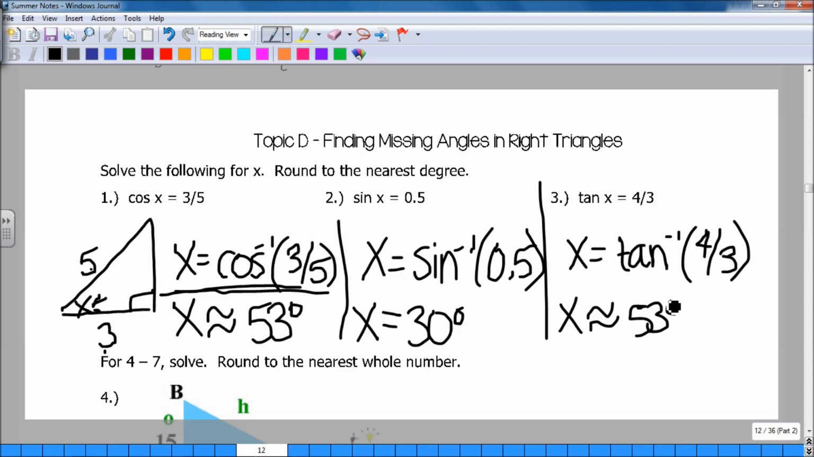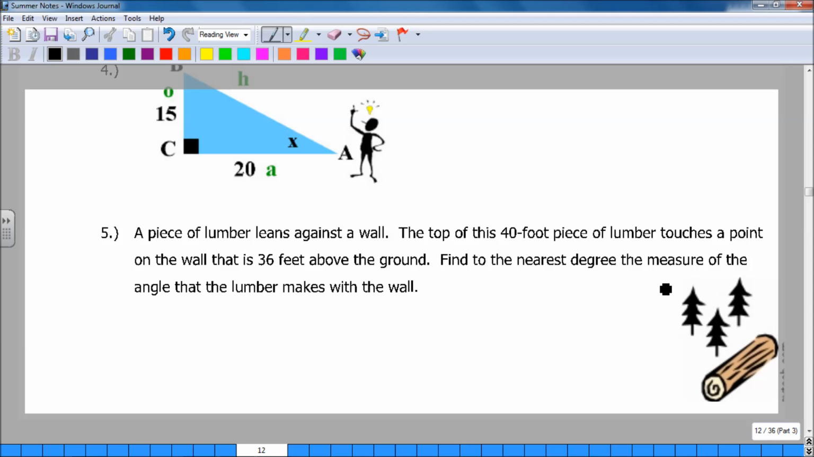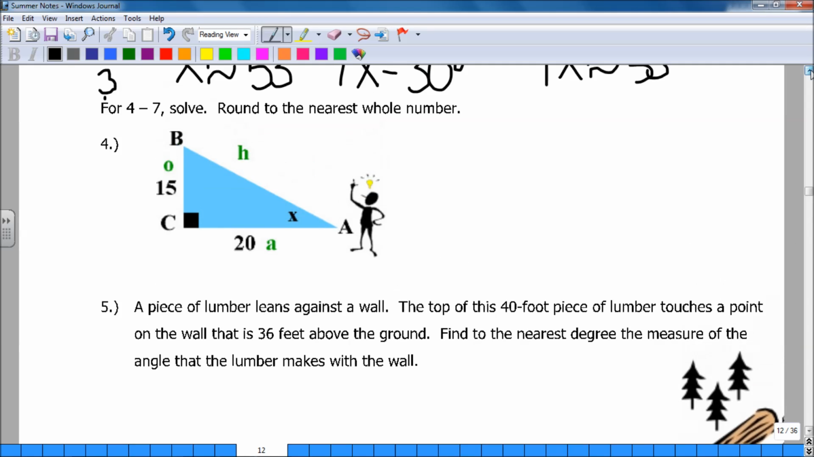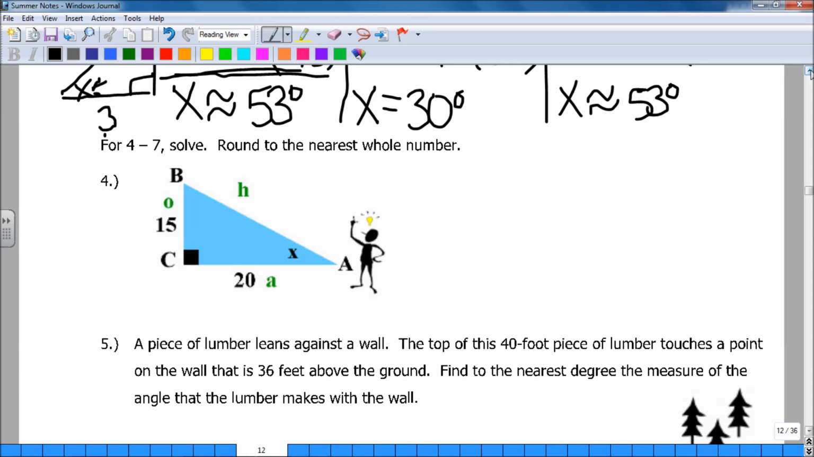No, it's not a coincidence that 1 and 3 have the same angle. They're actually from the same triangle, but we can get more in depth with that later on in the future. Okay, so hopefully you understand that. Now how do we apply it? In questions 4 through 7, solve, rounding to the nearest whole number. So let's go ahead and do this.